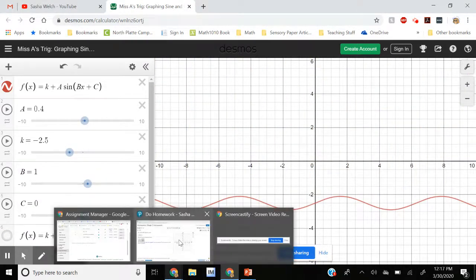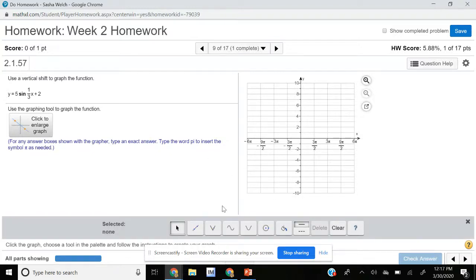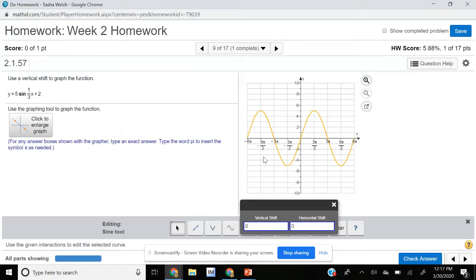So if we go over to my math lab, I am going to do number 9 with you because number 9 is probably the trickiest one of all of them. It wants you to graph 5 sine of 1/3 x plus 2. This one's got a lot going on with it. That's why I picked it. So what you do on these is you click on the graph and you have to decide what kind of graph you want. If you look down here and hover, there's a sine tool and there's a cosine tool. Since this is a sine graph, I'm going to click sine, and you can click anywhere on your graph. It's going to make a sine.